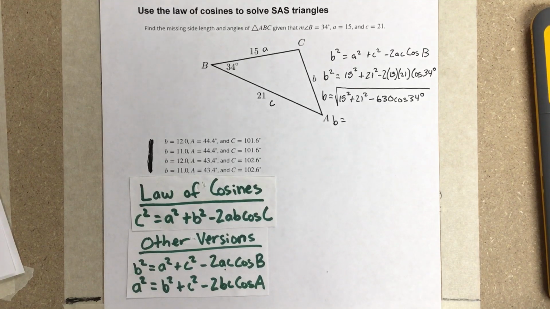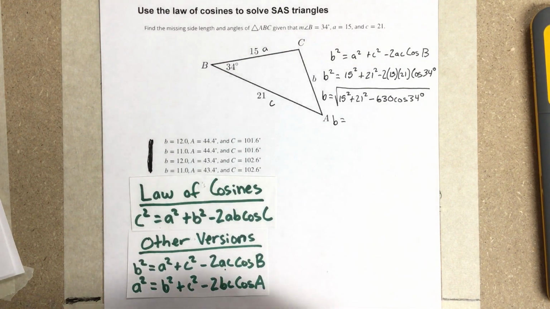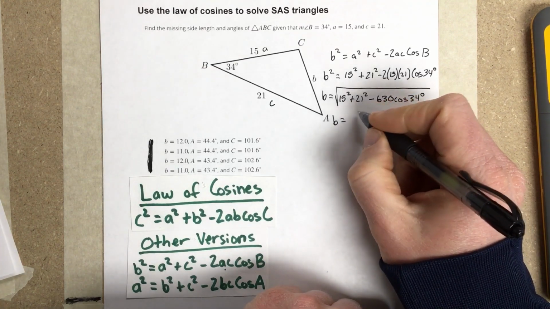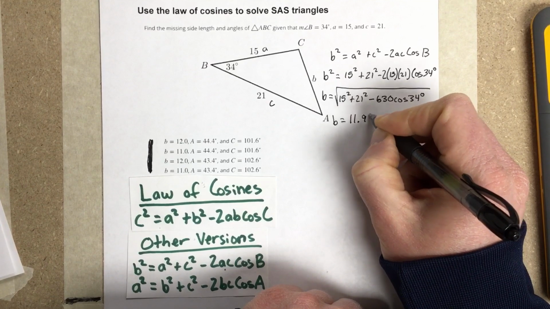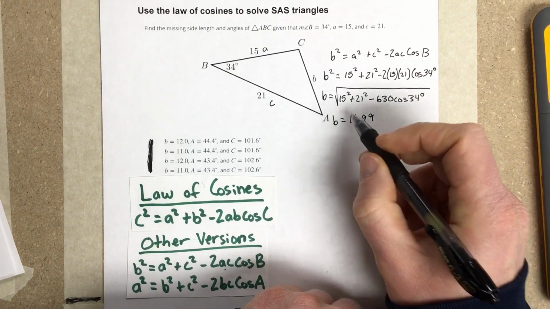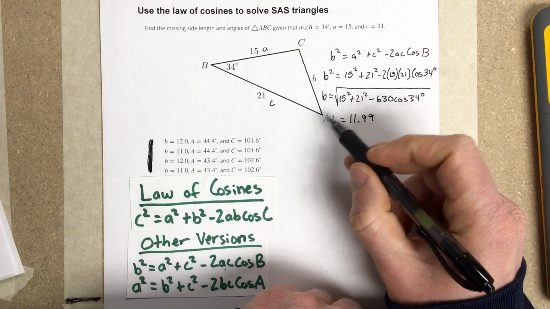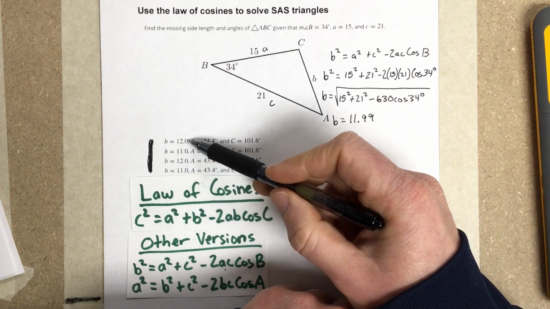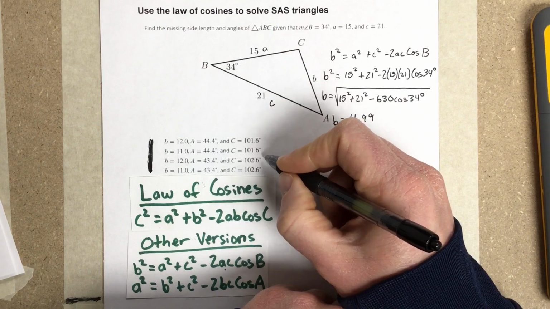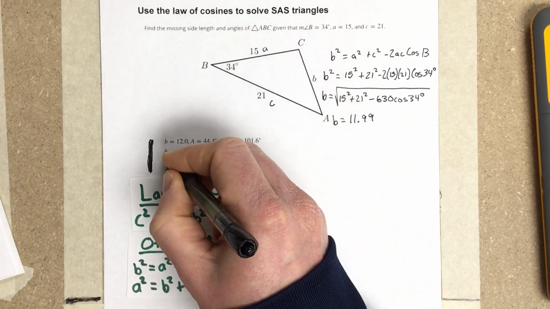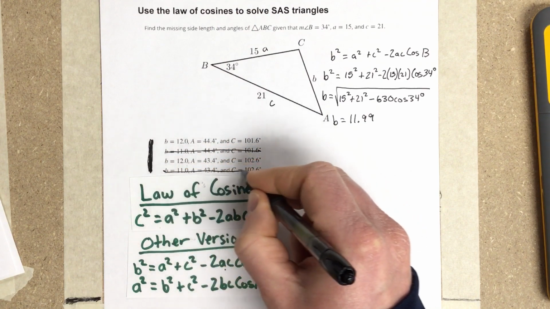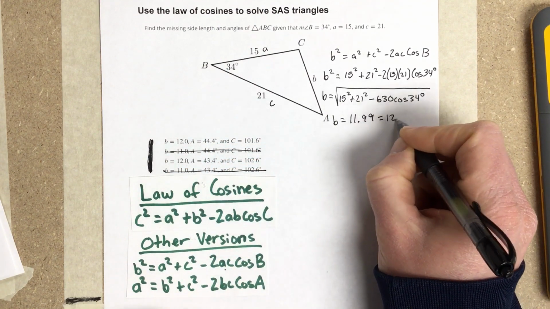Let's plug all that in the calculator. So 15 squared plus 21 squared minus 630 cosine 34. I'm in degree mode. Should be good. I get 11.99, 11.99 for my b value, which really rounds up to 12.0. That kind of rules out these two answers, the 11s. Those ones are gone, so I'm going to cross those out. These could not work. So we get 11.99, which is 12 for b.